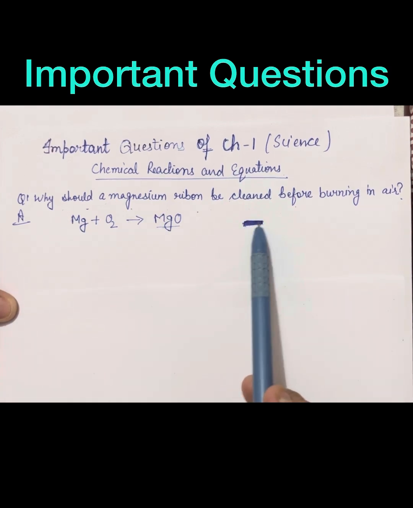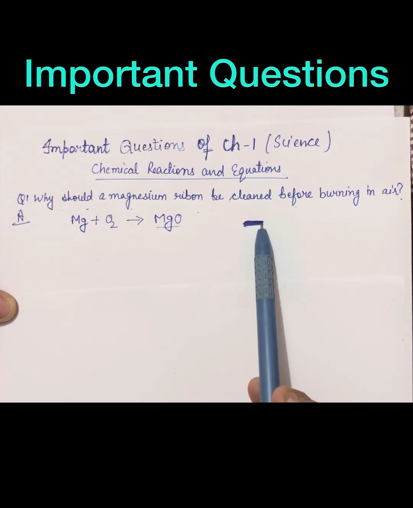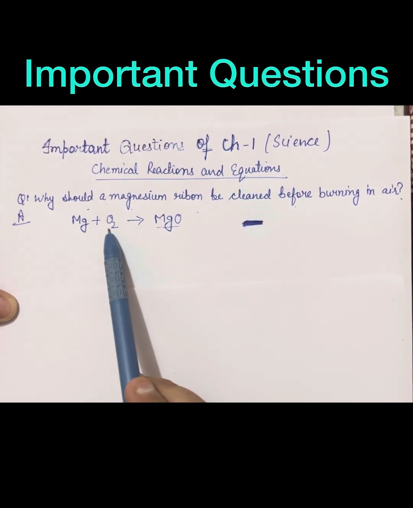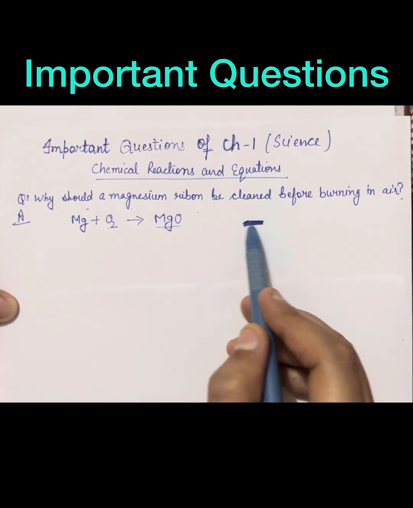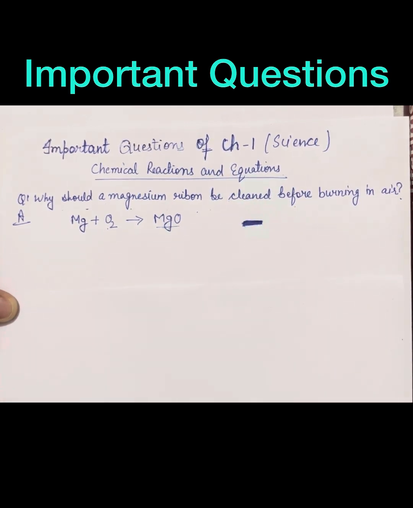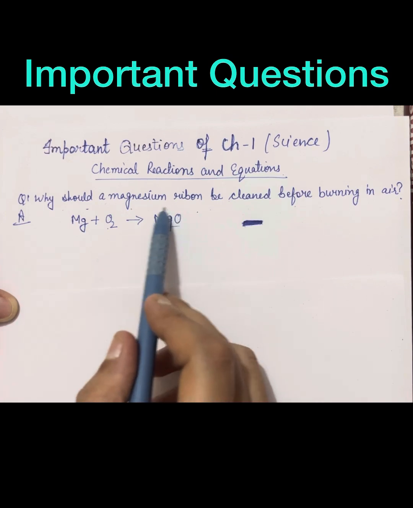Magnesium metal is grey in color with a shiny surface. But the reaction of this magnesium with atmospheric oxygen, the oxygen present in air, will form a protective layer of magnesium oxide. So before burning it, it should be cleaned with sandpaper.